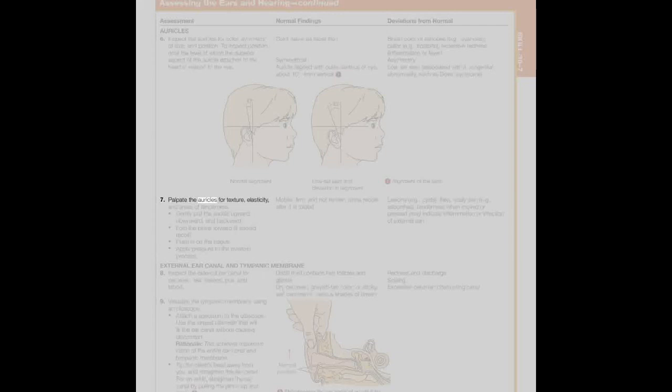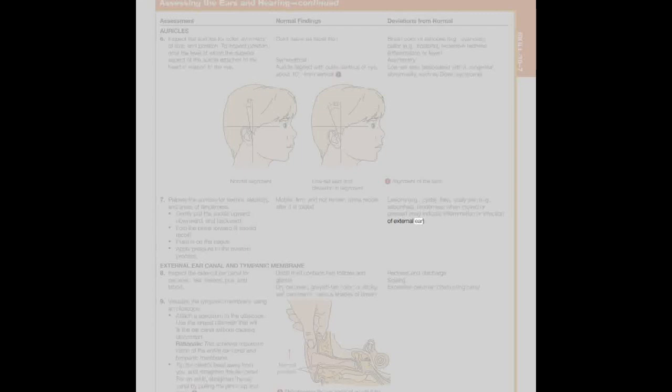7. Palpate the auricles for texture, elasticity, and areas of tenderness. Gently pull the auricle upward, downward, and backward. Fold the pinna forward; it should recoil. Push in on the tragus. Apply pressure to the mastoid process. Normal: mobile, firm, and not tender; pinna recoils after it is folded. Deviations: lesions, for example cysts; flaky, scaly skin, for example seborrhea; tenderness when moved or pressed, may indicate inflammation or infection of external ear.